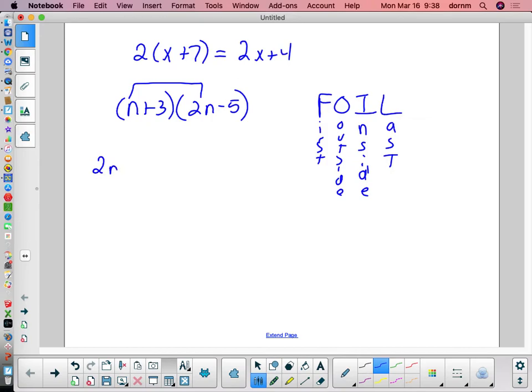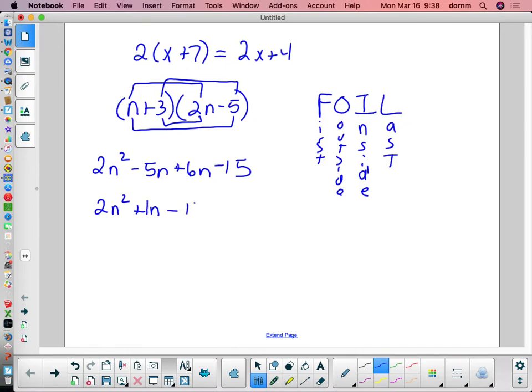n times 2n gives me 2n squared. The outside numbers, negative 5n. The inside, plus 6n. And the last, negative 15. Then we combine any like terms. Usually the outside and inside are my like terms, so that's 2n squared plus 1n minus 15. And that's FOIL. Are there times when the outside and inside won't combine? Sure, that can happen. But if there are like terms, you should combine and simplify them. It's pretty straightforward.